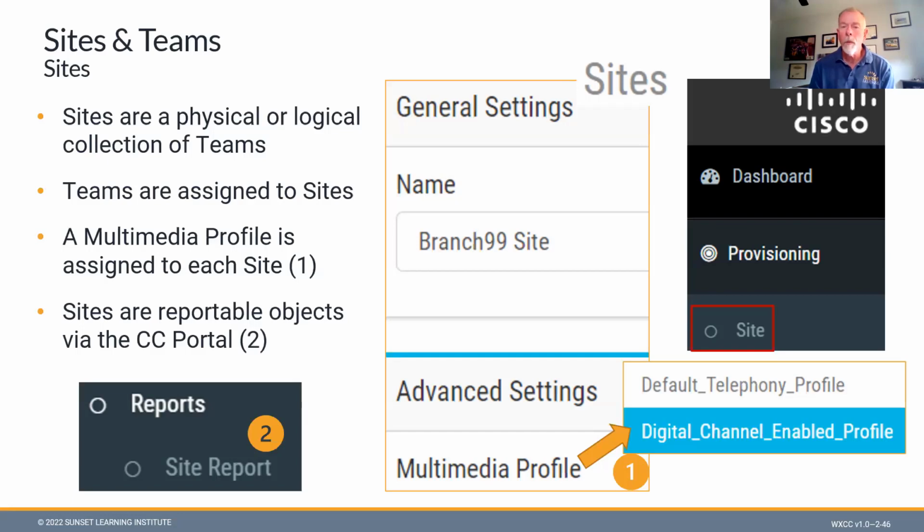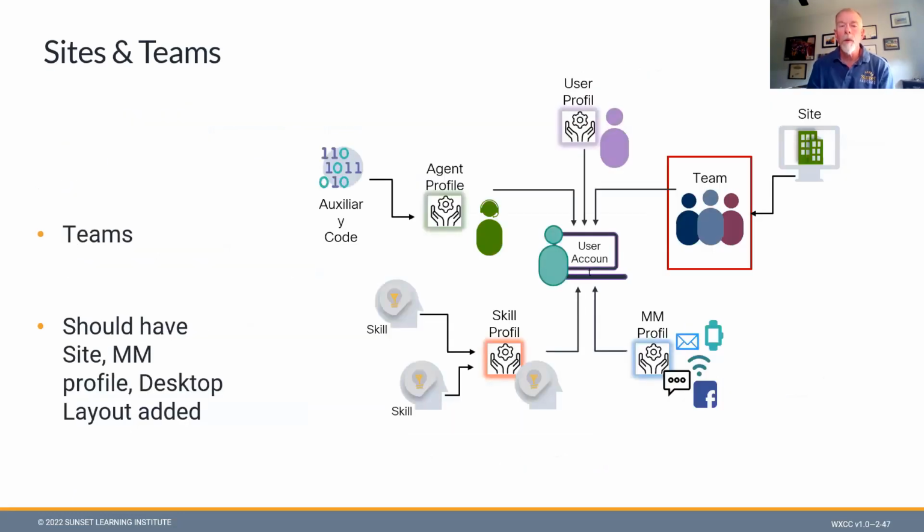We notice that when we create a site, one of the things that we can associate with a site is this thing called a multimedia profile. So that's kind of interesting. Now, this site over here can take emails and chats as well as voice calls, but this site over here, they're only maybe doing emails and chats, maybe no voice, et cetera, et cetera. So that's all pretty interesting stuff. Sites are also reportable objects. You'll see that there's some different reports that come up along the way, of course, agents and skills and whatnot, but sites are also a reportable object.